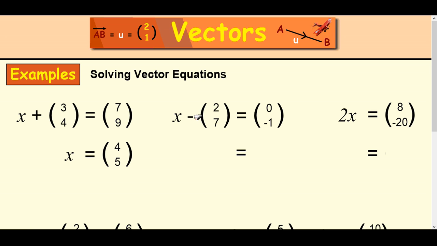Okay, here we've got a takeaway, so what do we do with these? We add them, so we're going to do 2 plus 0, or 0 plus 2, and then we'll do negative 1 plus 7, that's going to give you (2, 6), and that's your answer.